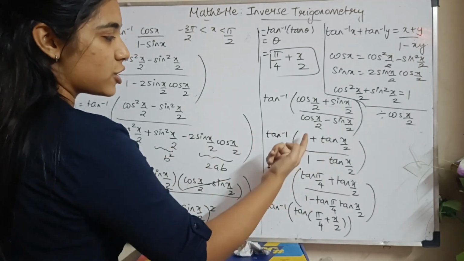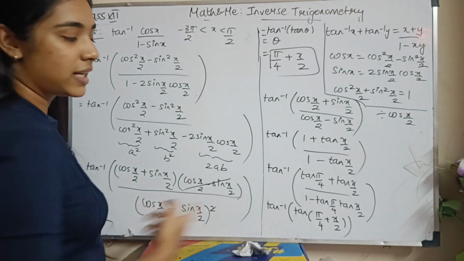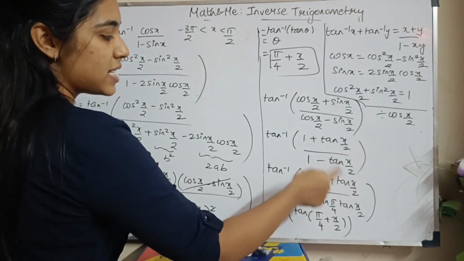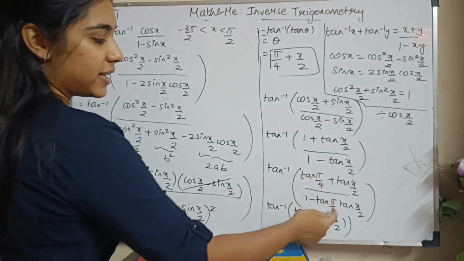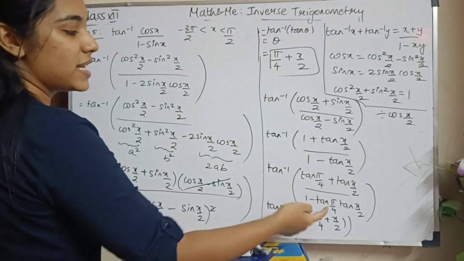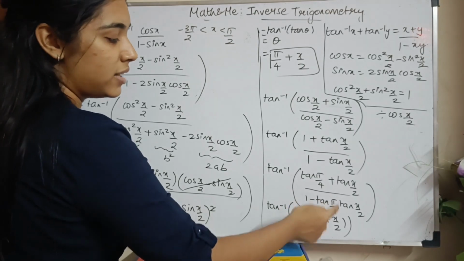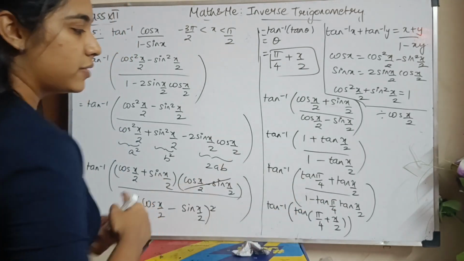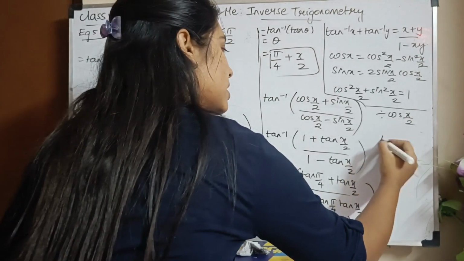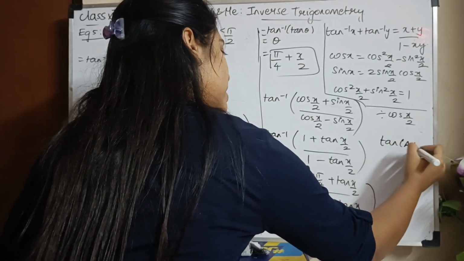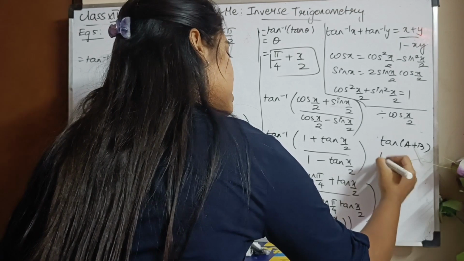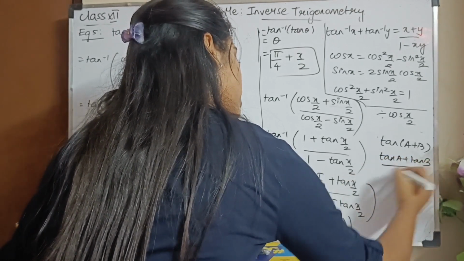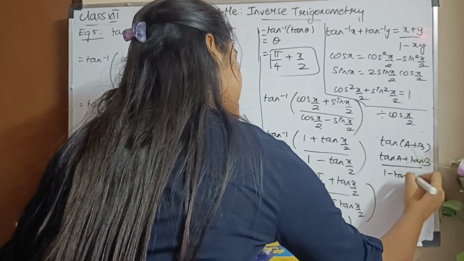So it will be tan inverse of 1, which is nothing but tan 45, correct? So it will be tan pi by 4 plus tan x by 2, and the denominator is 1 minus tan pi by 4, which is 1, correct? But for the formula's sake, I'm writing it like this, so I have tan pi by 4 tan x by 2. So this is of the form tan of a plus b, correct? This is the tan of a plus b formula: tan a plus tan b the whole divided by 1 minus tan a tan b.